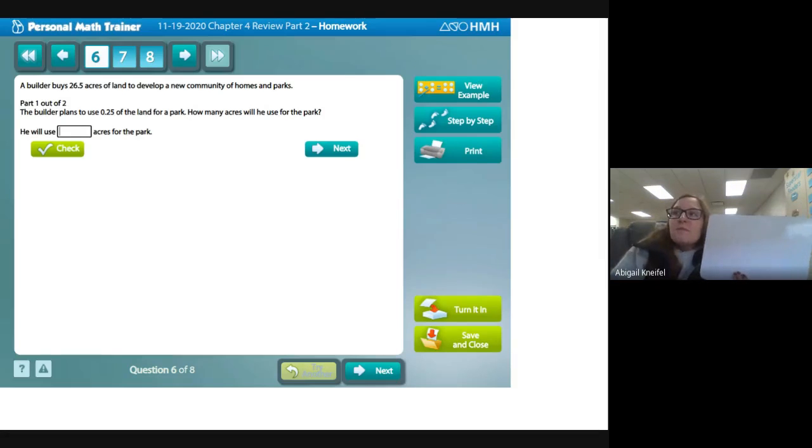So a builder buys 26.5 acres of land to develop a new community of homes and parks. The builder plans to use 0.25 of land for a park. How many acres will he use for the park? So all we have to do is multiply the two numbers they give us. They gave us two numbers. We're multiplying them together. Mrs. Kneifel takes out her decimal so I know where to put it in for later.